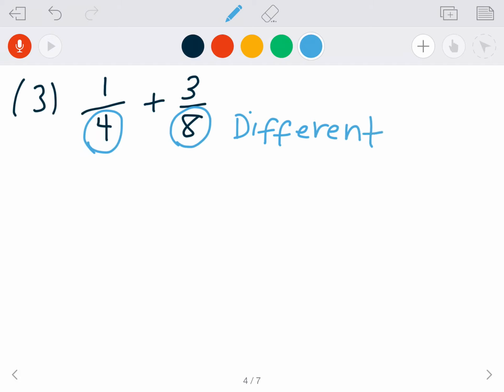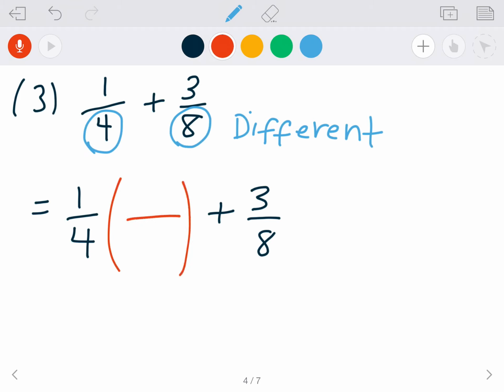Now in class, we talked about if one of the numbers like 4 goes into the other one, like 8, 4 goes into 8, 4 times 2 is 8, then we can just multiply 4 by 2. So the way we did it in class was we took 1/4, left some space, and we took 3/8, and we said, okay, what number do I need to multiply 4 by to get 8? I need to multiply by 2. So I'll multiply by 2 there.